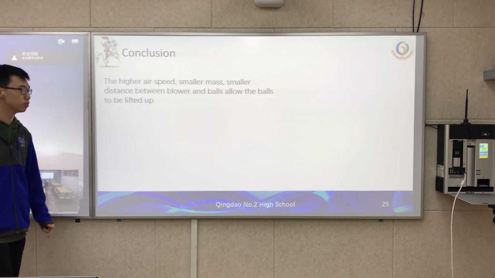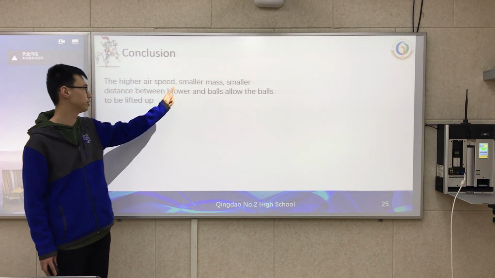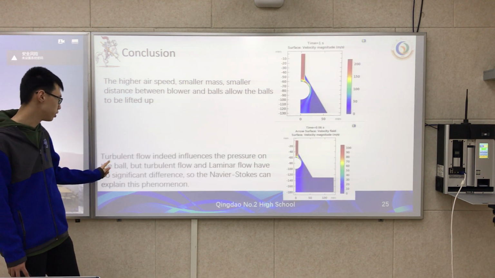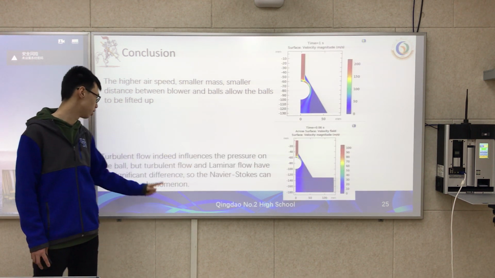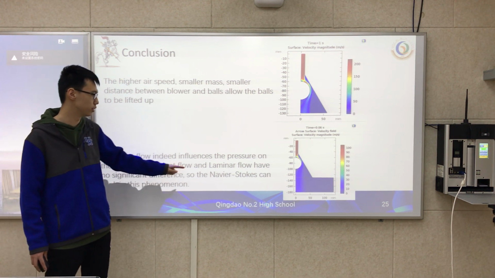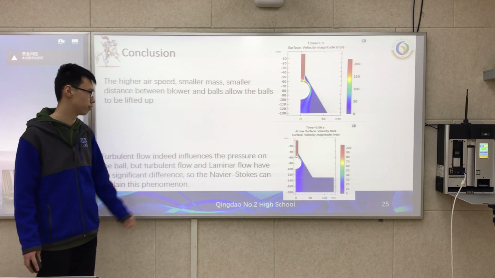And the last one is my conclusion. First, higher air speed, smaller mass, and smaller distance between the blower and the center of the ball allow the ball to be lifted up more easily. And the turbulent flow indeed influences the pressure on the ball, but turbulent flow and laminar flow have no significant difference. So the Navier-Stokes equation is enough to explain this phenomenon.